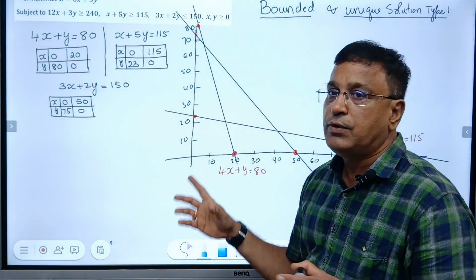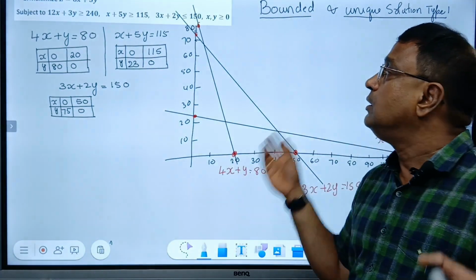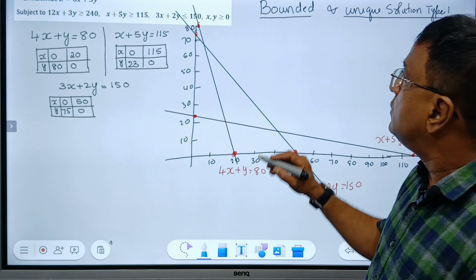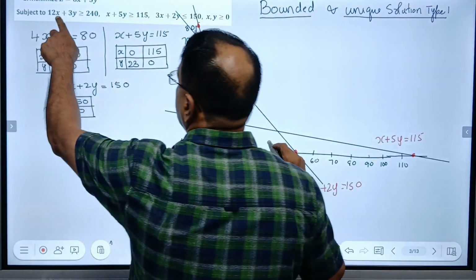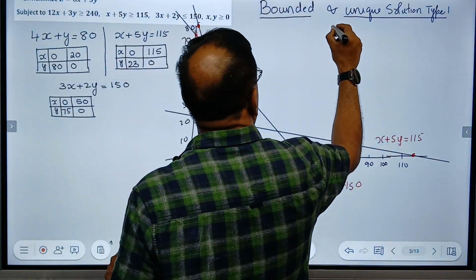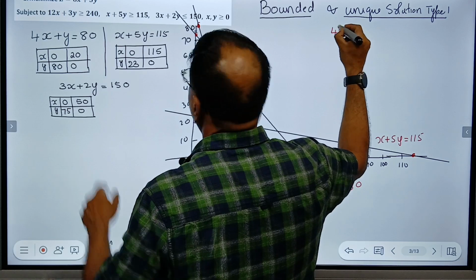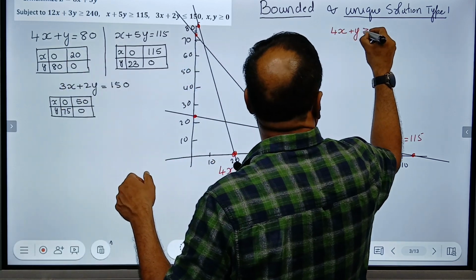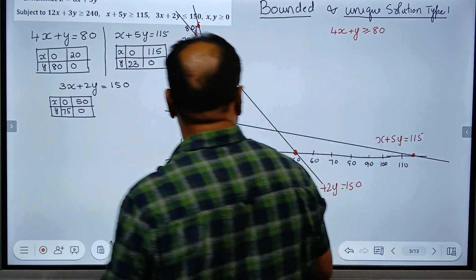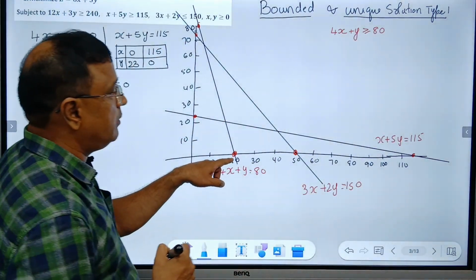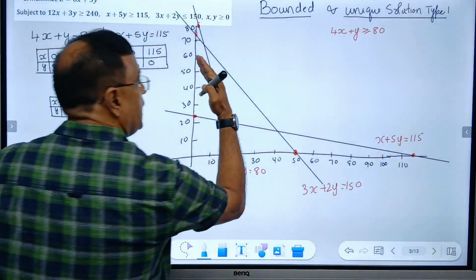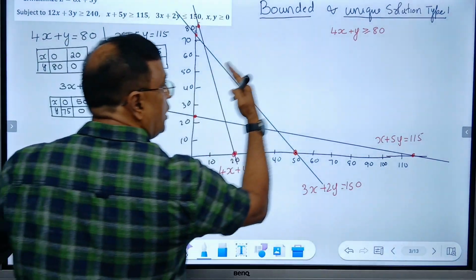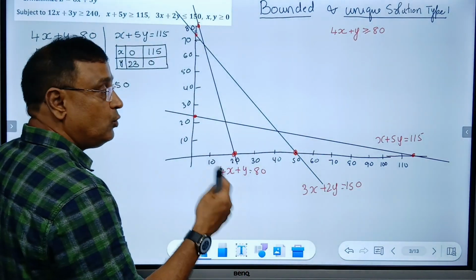I need to find the feasible region. Okay. Now what is the feasible region? So first what I will do, I'll take the first inequality. What is the first inequality? 4x plus y is greater than or equal to 80. That is this line, okay? This line. So either it can be towards the origin or away from origin, correct? So I don't know where it is.